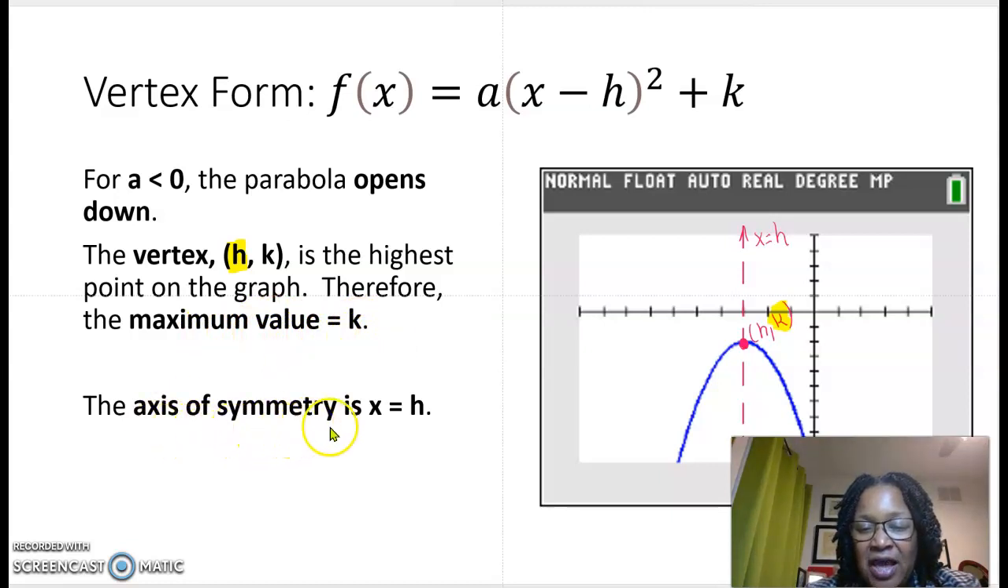It also has an axis of symmetry at x equals h. Remember that h is the first coordinate of the vertex. Whenever you're writing the axis of symmetry, you need to say x equals because it represents an imaginary vertical line.